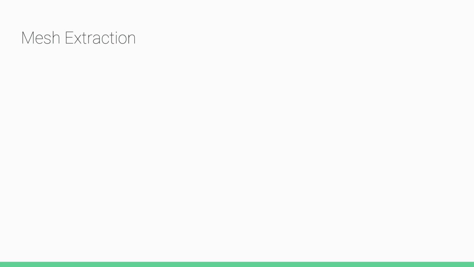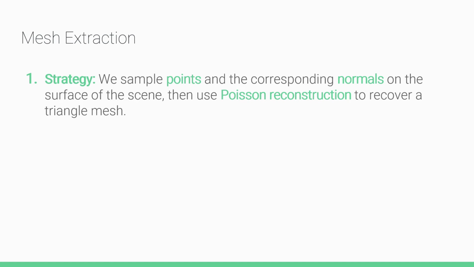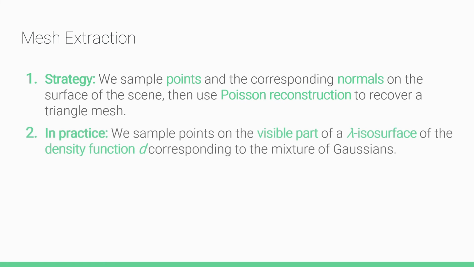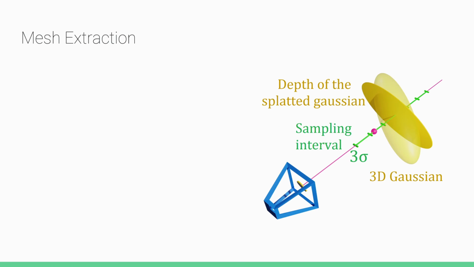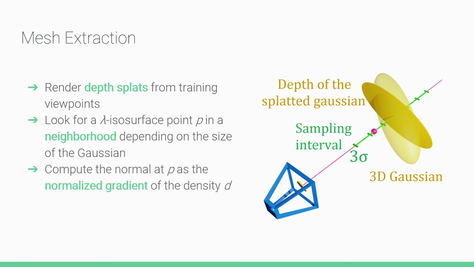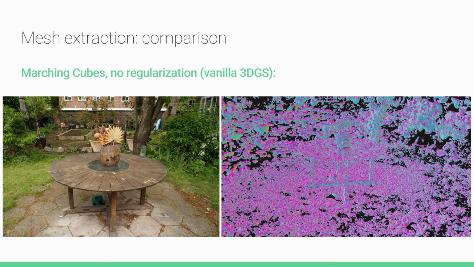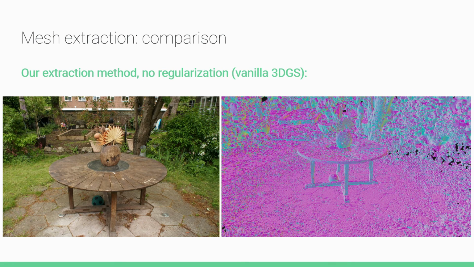Instead, we sample points and their corresponding normals on the surface of the scene, then use Poisson reconstruction to recover a triangle mesh. Specifically, we sample points on the visible part of an isosurface of the density function d corresponding to the mixture of Gaussians. Because the parameters of the Gaussians are explicit, sampling points on the isosurface of the density can be done very efficiently. Compared to marching cubes, our method is able to extract a mesh with much fewer holes.